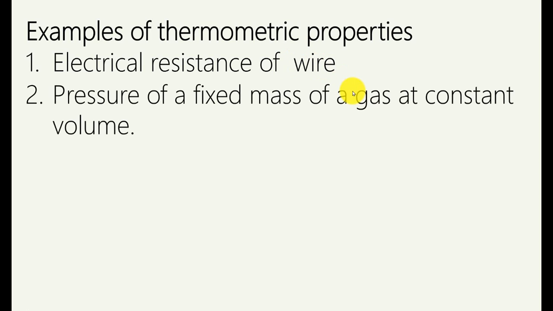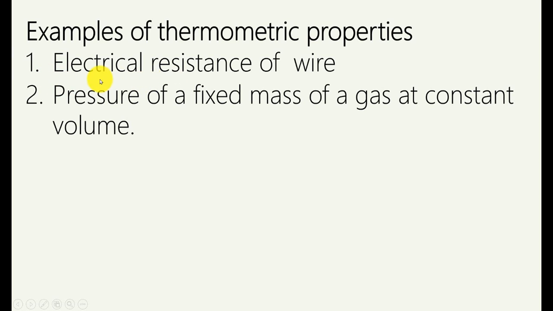Then the pressure of a fixed mass of a gas at constant volume. This is always for a constant volume gas thermometer. So now, let me take you back a little bit. We are saying that a thermometric property is the property of a substance whose value changes, which value varies or changes uniformly and continuously with the temperature.